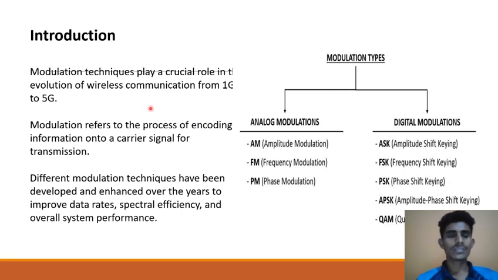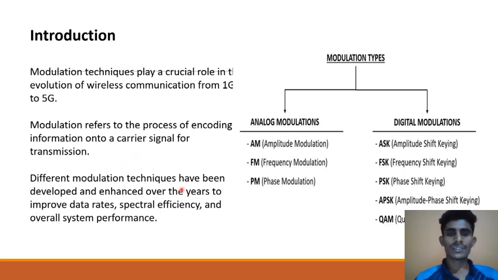Here, modulation is nothing but a change in the carrier with respect to the message signal. The carrier signal varies in accordance with the message signal. That is nothing but modulation. Modulation refers to the process of encoding information onto a carrier signal for transmission.